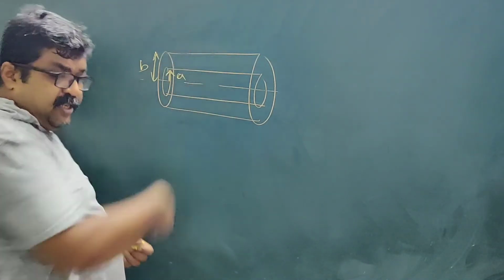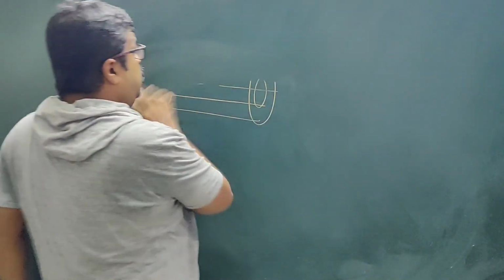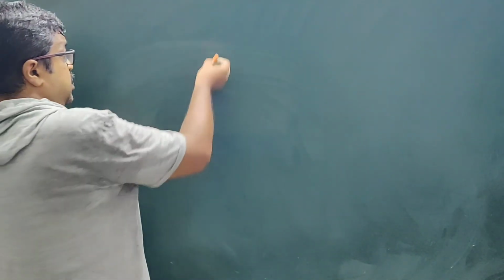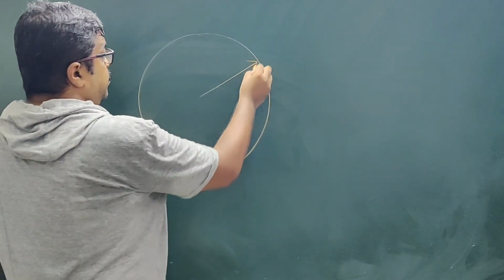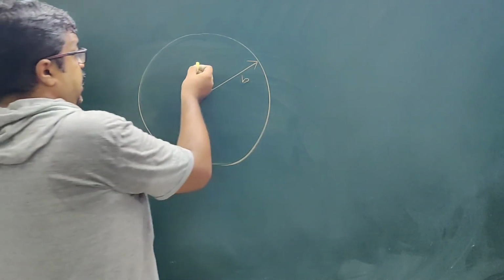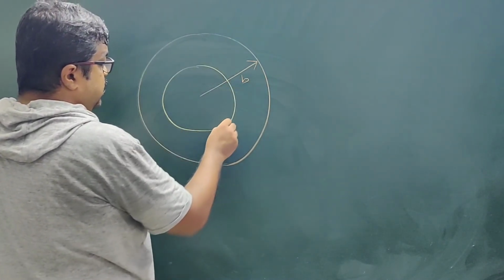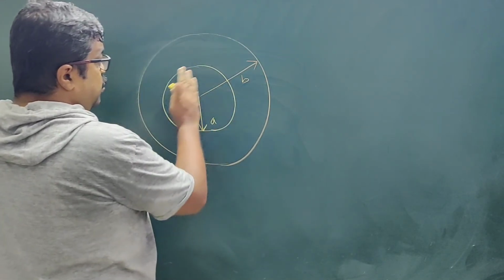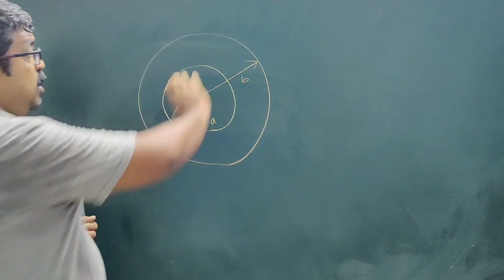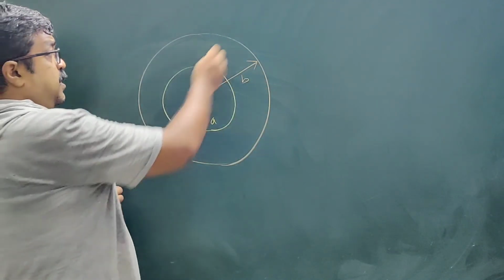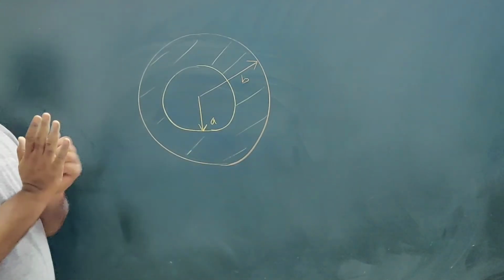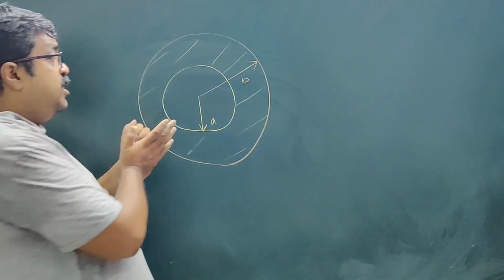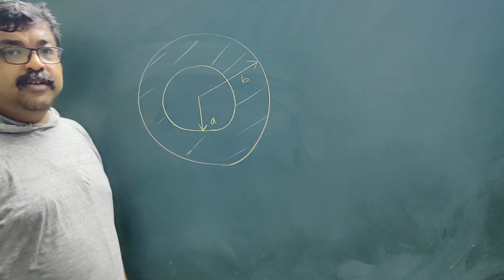For this diagram, let me draw this from the cross section. So this is the cylinder with outer radius B, and this inner radius A. This part is hollow, this part is empty. Only this part is the solid part. And the current is flowing in the radially outward direction. So if the current flows in the radially outward direction, how to calculate the resistance?